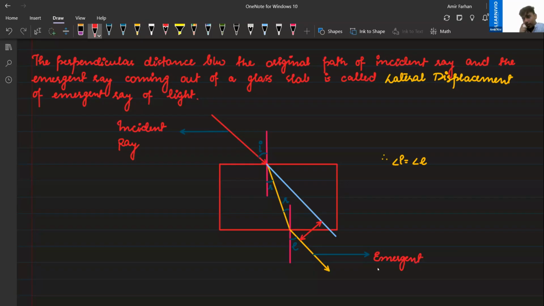Okay, everyone, this extended line should be drawn with a dashed line like this.